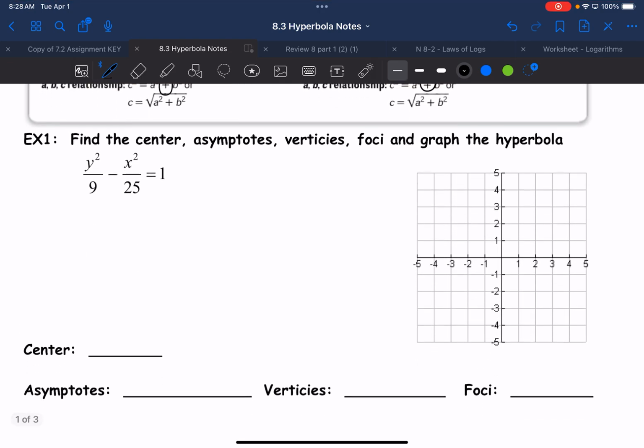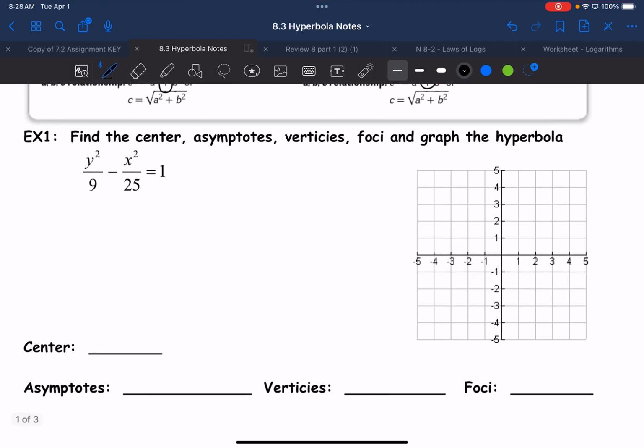All right, so now that we have the equations and we know how to find the pieces, let's do an example. Example 1 says to find the center, the asymptotes, vertices, foci, and then graph the hyperbola. Okay, well, we can easily see h and k here. What are my h and k, or where's my center? (0, 0), all right, because there's nothing in those numerators. Good. Okay.